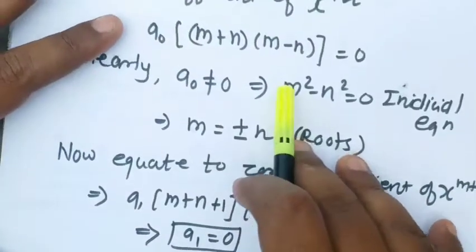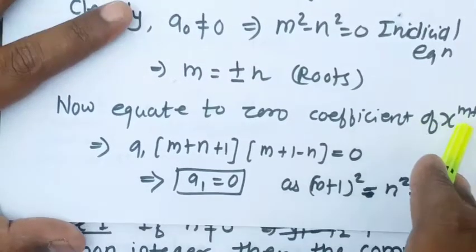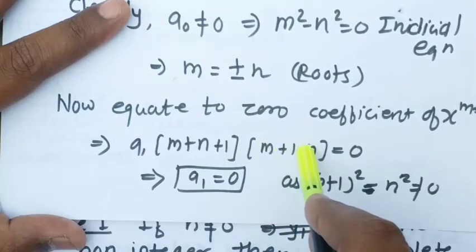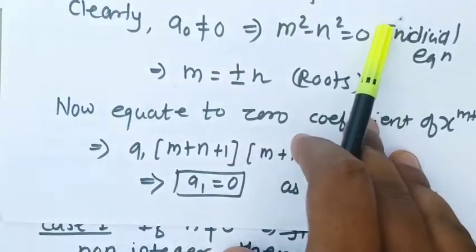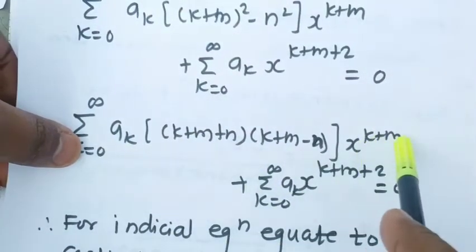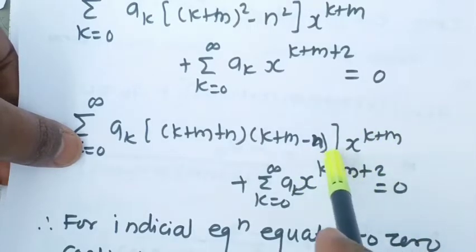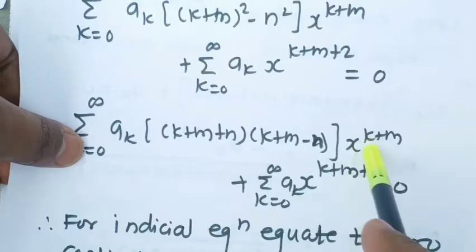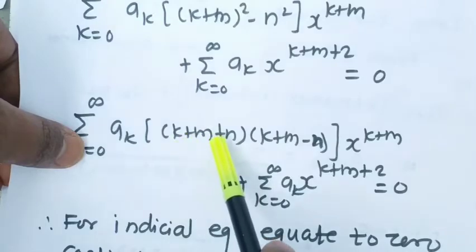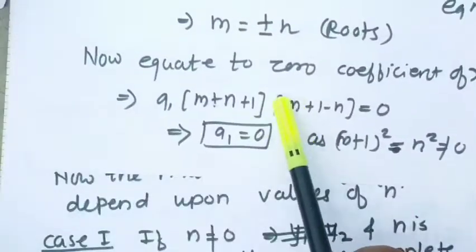We already equated to 0 the coefficient of x raised to m. So the next lowest power will be x raised to m plus 1, and the coefficient of that is a1 into (m plus n plus 1) into (m plus 1 minus n). That coefficient will come from this series. The coefficient of x raised to m plus 1 means put k equal to 1. If you put k equal to 1, here we'll get m plus 1, here we'll get m plus 3. So from the second series, we will not obtain the coefficient of x raised to m plus 1. We will get it only from the first series. So when k is 1, here we'll get m plus n plus 1, here m minus n plus 1. That is this coefficient into a1.